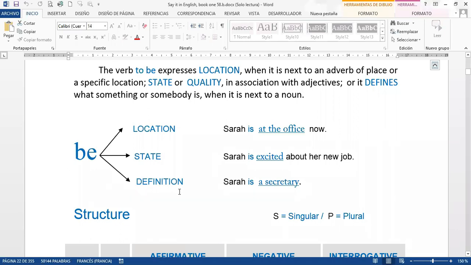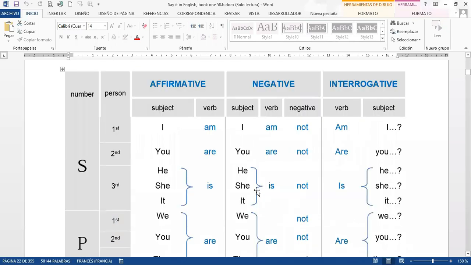What else can we do with the verb to be? We give a definition. For example, Sarah is a secretary. That is a pen. This is a pen. So with the verb to be, we can give definitions. Okay. Next.